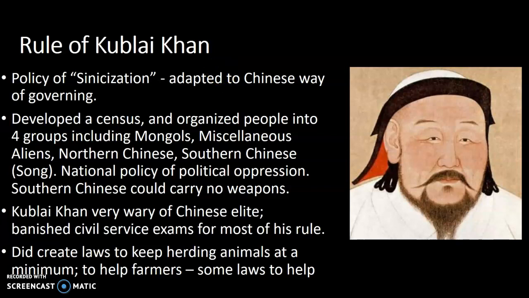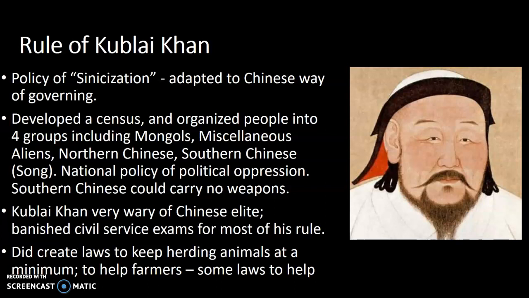The Mongols are on top. They become the top dogs. They have, in some cases, a unique language, a unique style. Everything about them is unique. They are the rulers. There's fewer of them, and connected to them, right underneath them, the group that on the slide is called miscellaneous aliens.